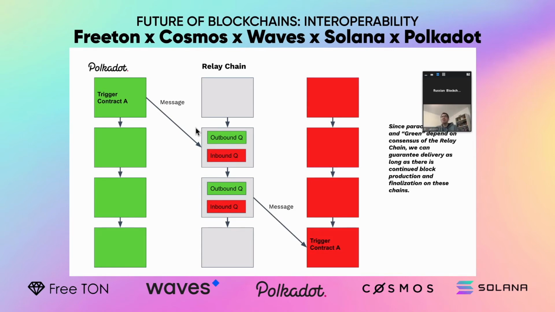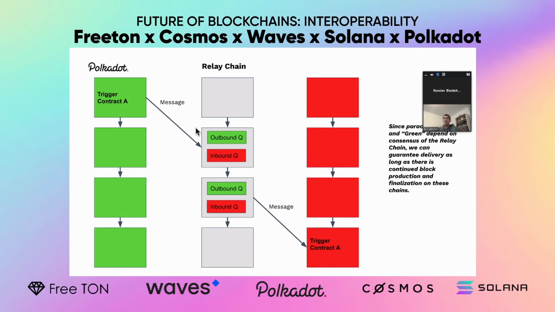So here we have two parachains, on the left, the green, and on the right, red. And green wants to trigger a contract A that is on the red parachain. So what we can do here, this is XCMP Lite. Again, there will be some improvements to this coming in the future. On the relay chain, a channel is open that has an outbound queue from the green parachain and an inbound queue from the red parachain.